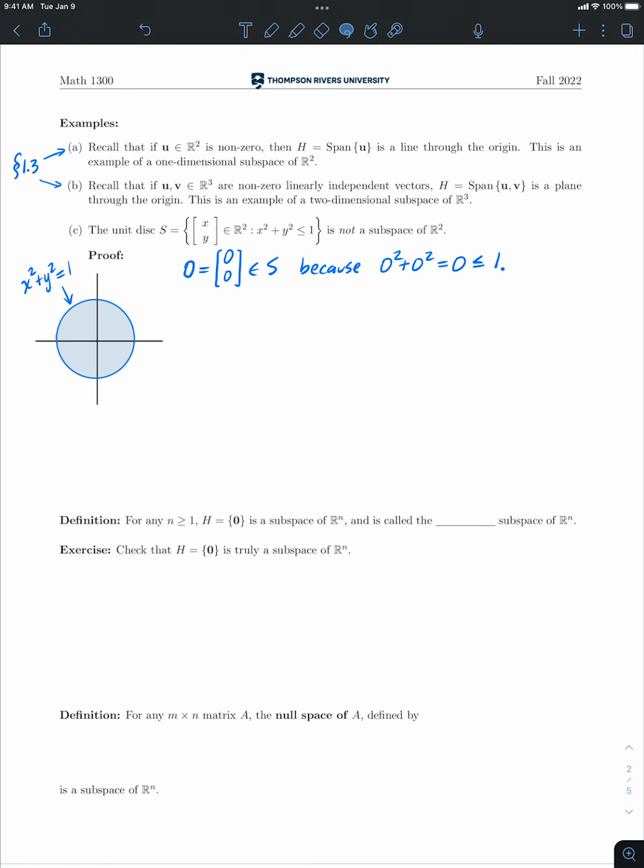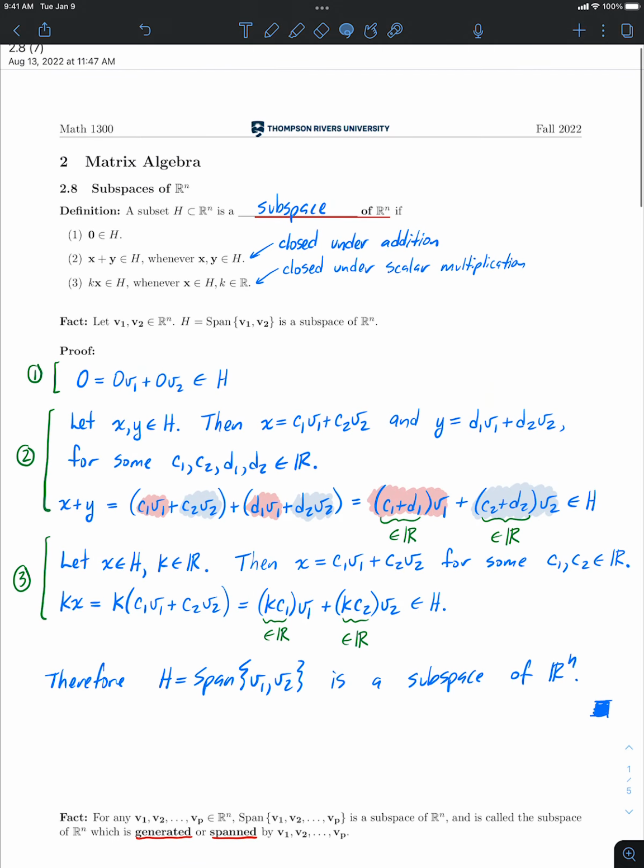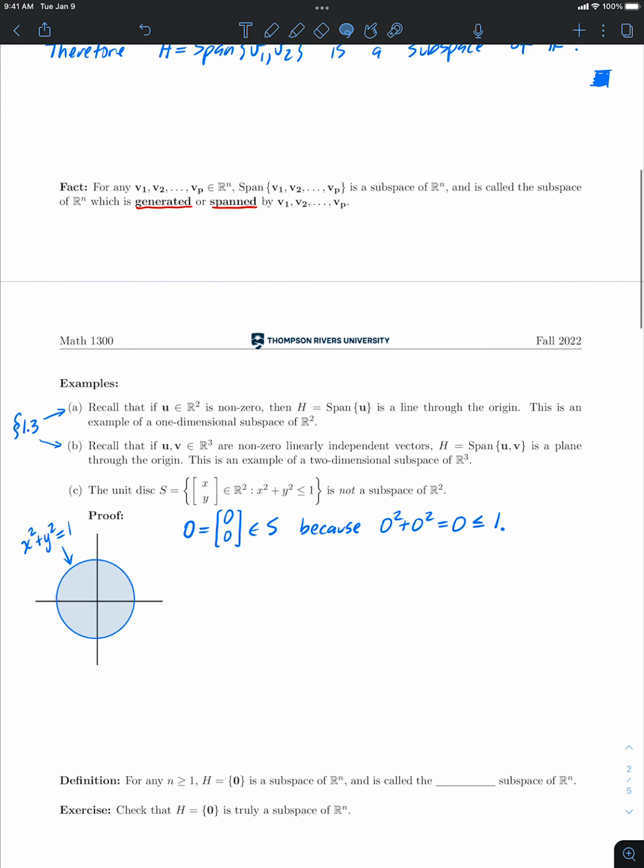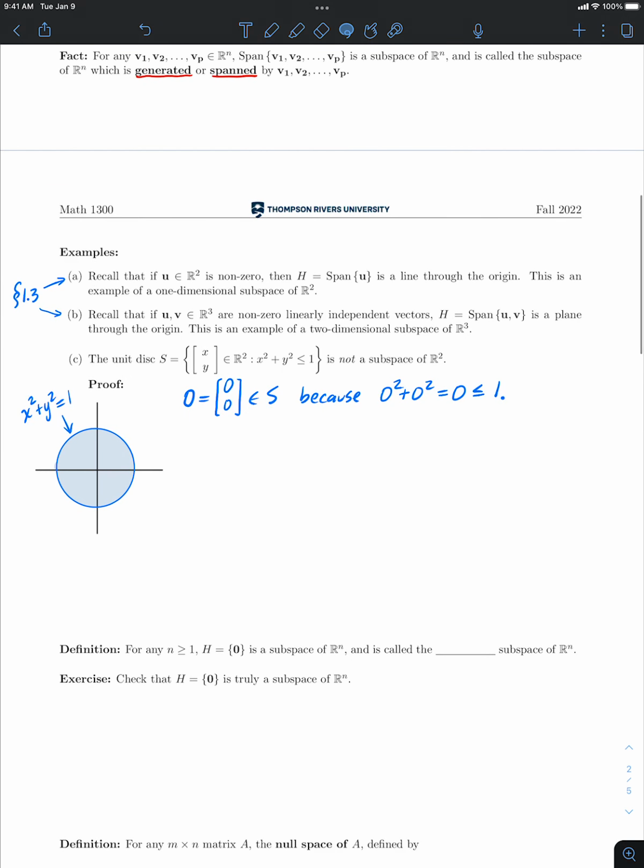What about the second condition? Let's scroll up here actually. So it does actually contain the zero vector, but what about the second condition? Is it closed under addition? Meaning, is it possible to find two vectors that are in the set S, and their sum is not in the set S? And actually, that's where you're going to see this does fail to be a subspace.